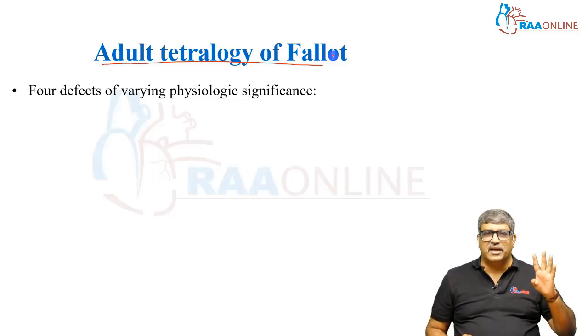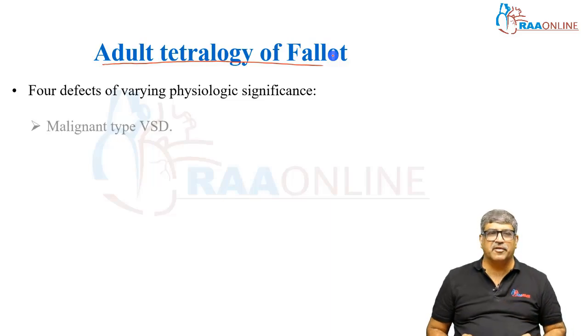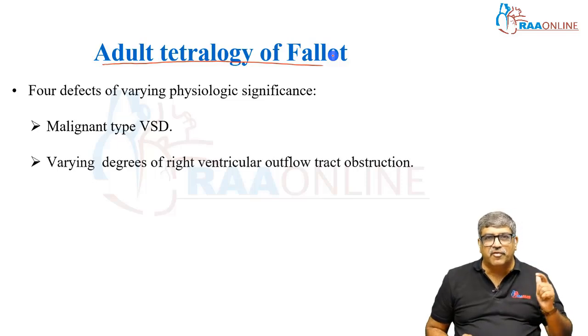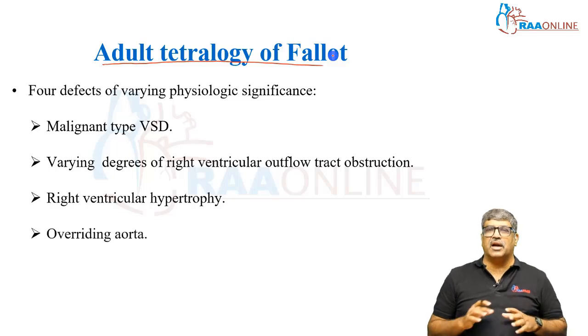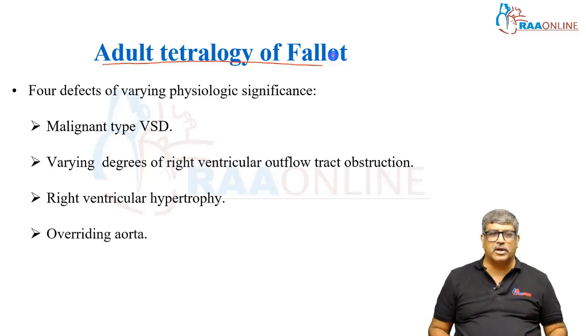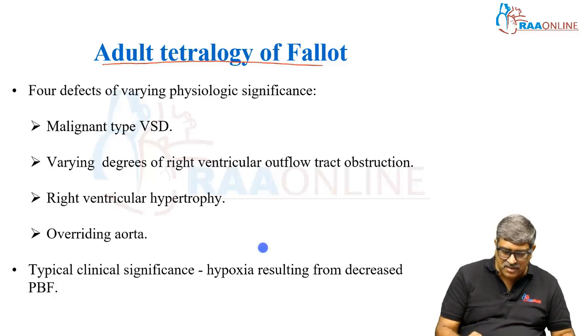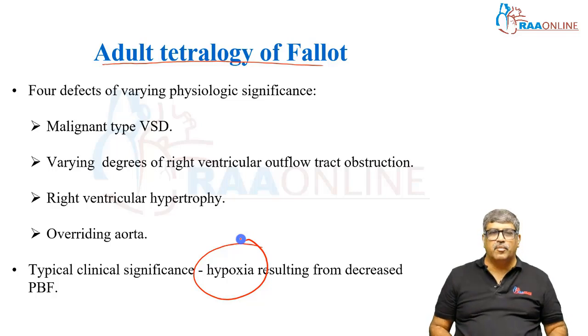Tetralogy of Fallot, as the name indicates, has 4 defects of various physiological significance. The first is ventricular septal defect, varying degree of right ventricular outflow tract obstruction, right ventricular hypertrophy, and there is overriding of the aorta. Here the typical clinical significance is hypoxia resulting from decreased pulmonary blood flow.